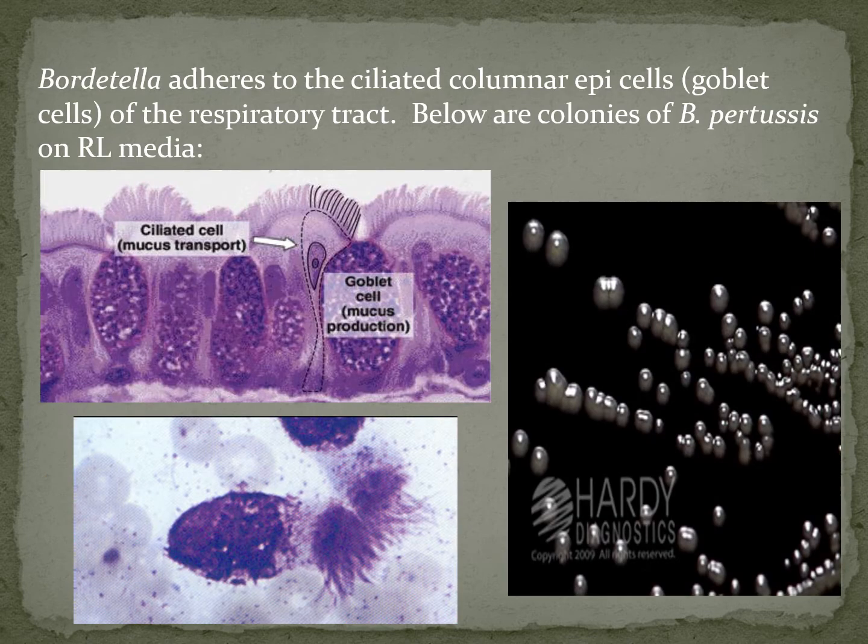So Bordetella pertussis adheres to the ciliated columnar epithelial cells, or goblet cells, of the respiratory tract. Below, on the bottom left and bottom right, you can see colonies of Bordetella pertussis, and then on the left, you can see pictures of ciliated epithelial cells.